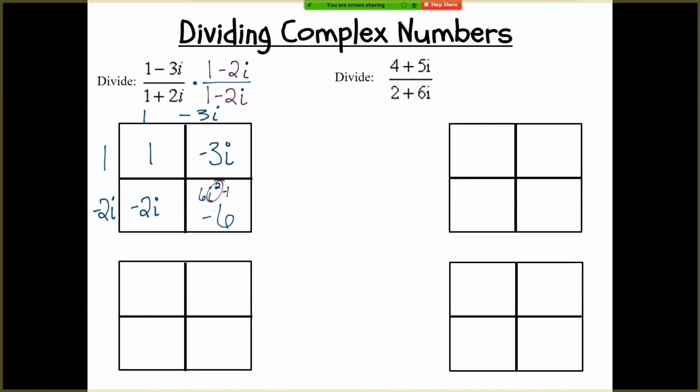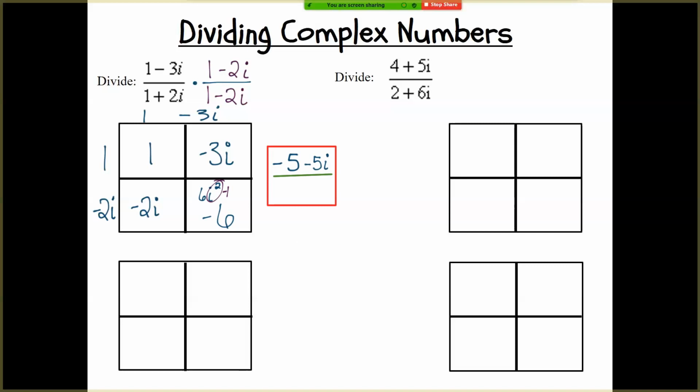So when I combine like terms, I already know that is going to be the numerator of my answer. So I know that I'm going to have negative 5 because 1 minus 6 is negative 5. And negative 3i minus 2i is negative 5i. So I know that's going to be the numerator of my answer for this first question.